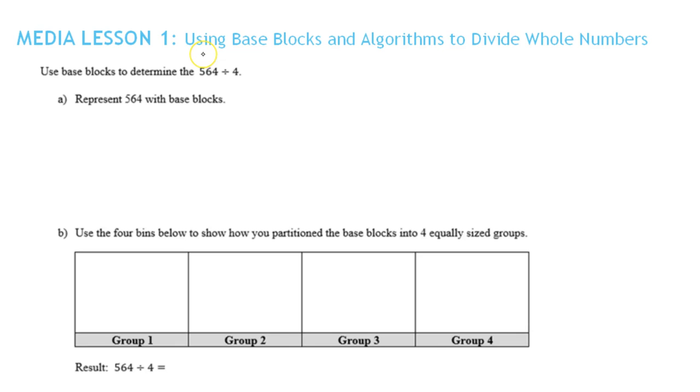In this example, we're going to use base blocks and algorithms to divide whole numbers. Use base blocks to determine 564 divided by 4. So let's start by representing 564 with base blocks.